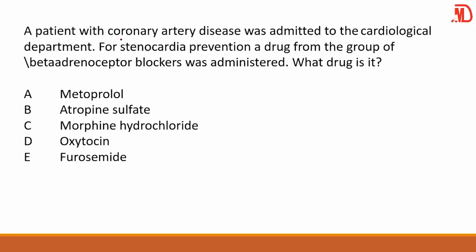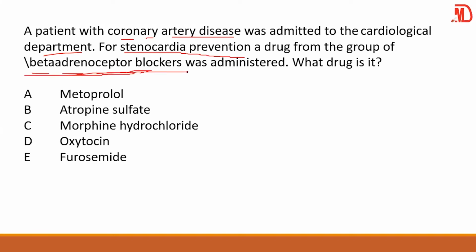We have a patient with coronary artery disease admitted to the cardiological department. Stenocardia prevention. Again, we're talking about stenocardia, right? Normally, what drug do we use? We use nitrates, organic nitrates. Example is what? Nitroglycerin. We've made mention of this several times since yesterday. But now they're changing the drug. They said a drug from the group of beta adrenergic blockers.